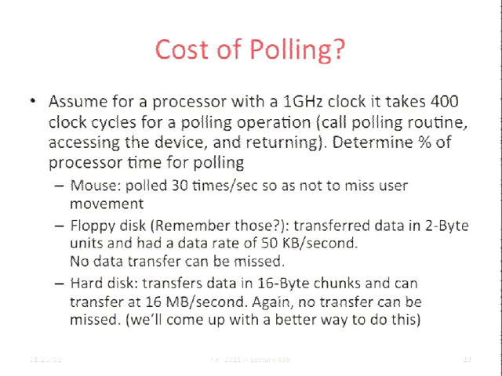Hard disks run quite a bit faster, say 16 megabytes a second, and in this scheme they transfer 16 bytes at a time. Remember, these data registers can be different sizes. In the example we looked at, the data registers were 4 bytes, but they could be 16 bytes, or a little bigger than that.